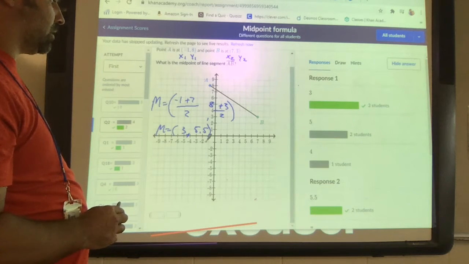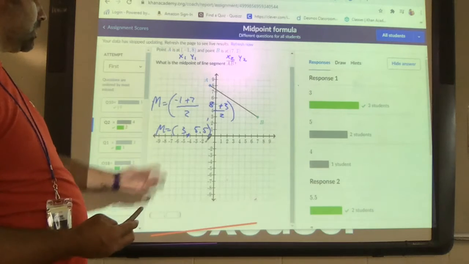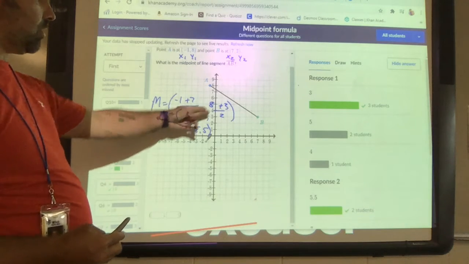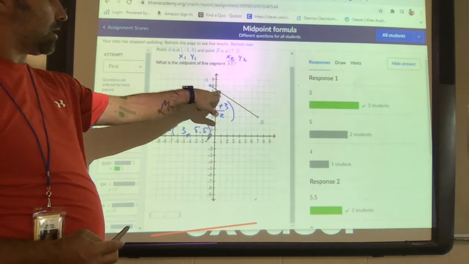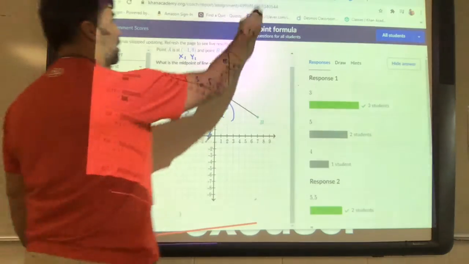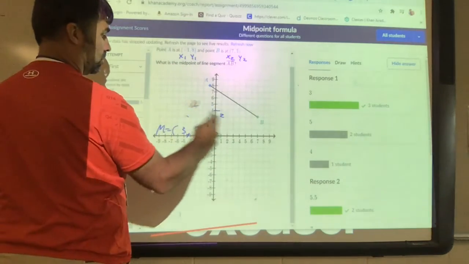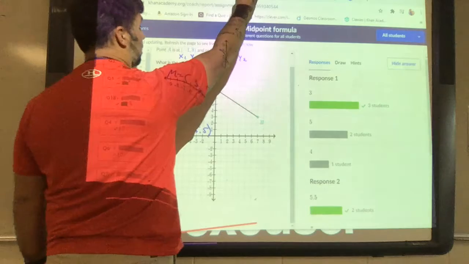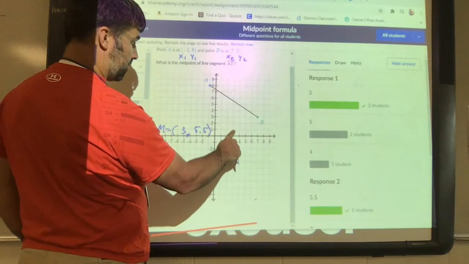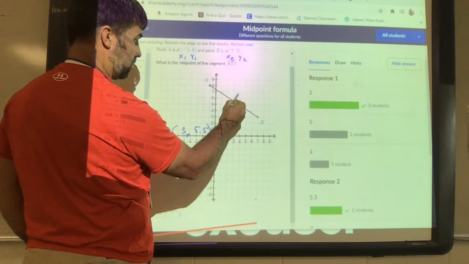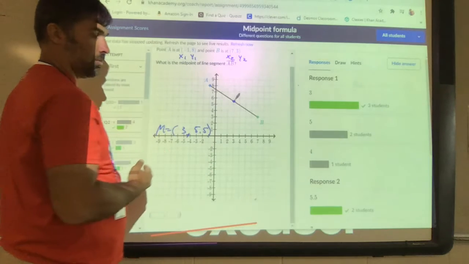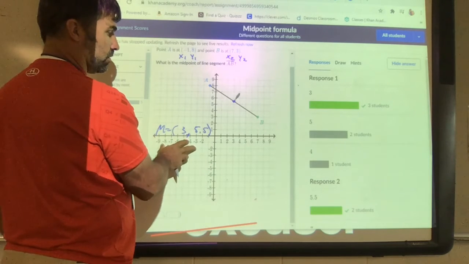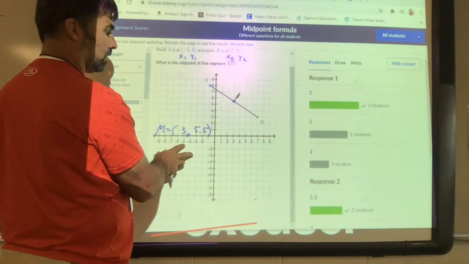Not sure why people miss that. But when you do this, and you say, okay, that's the midpoint, that point better be on that line segment. If it's not, then something's wrong. So it's 3, 5.5 on that line. Yes, it's right there. And that looks about in the middle. So when you get your answer, make sure it makes sense.